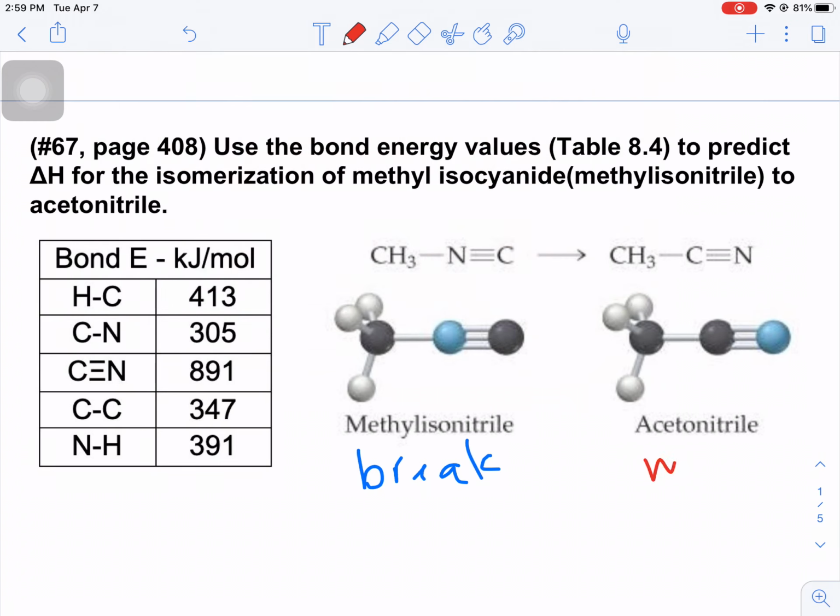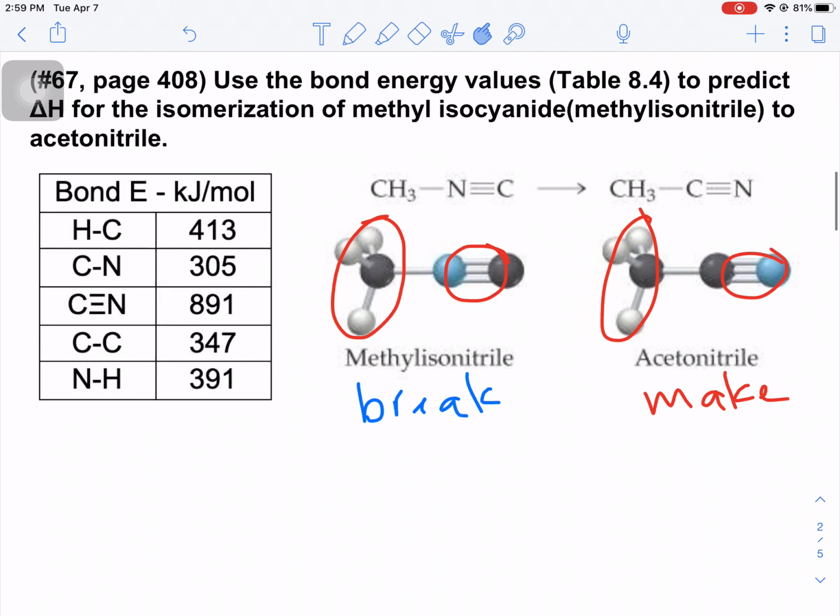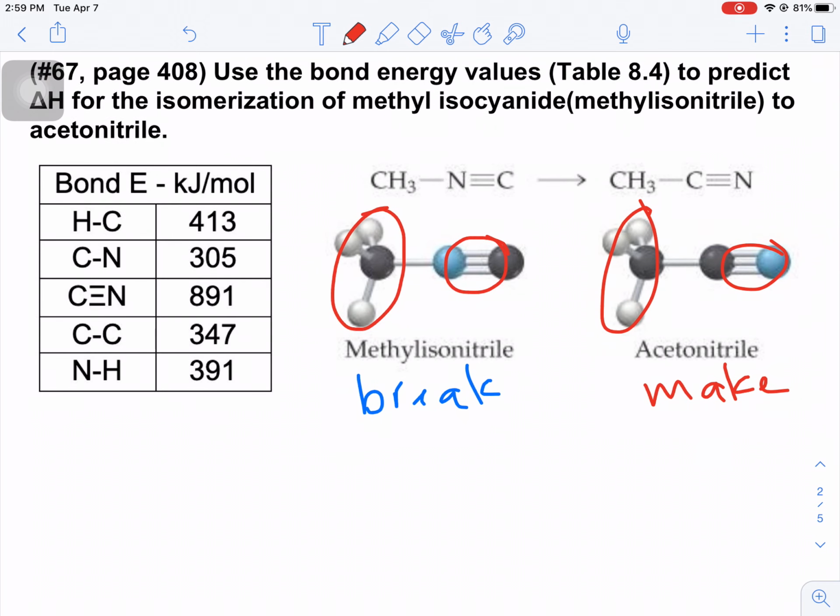But then on the right side, we are going to make some new bonds. Now, if we look at these two structures side by side, none of these bonds are broken. We're not breaking any of the carbon-hydrogen bonds, so those are identical. We are not breaking this nitrogen-carbon triple bond. It's present on both sides of the equation. So really, the only difference between the left side and the right side of the equation is this bond and this bond. So keep it simple.